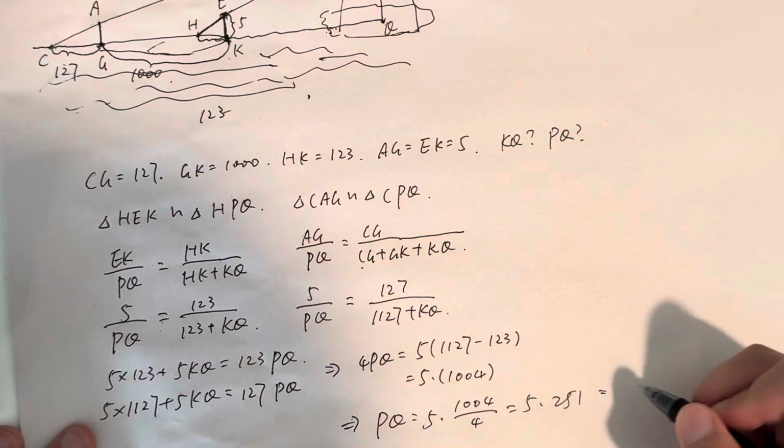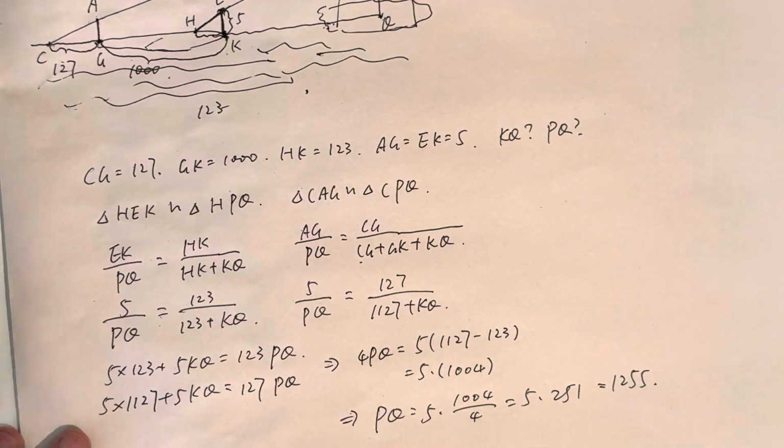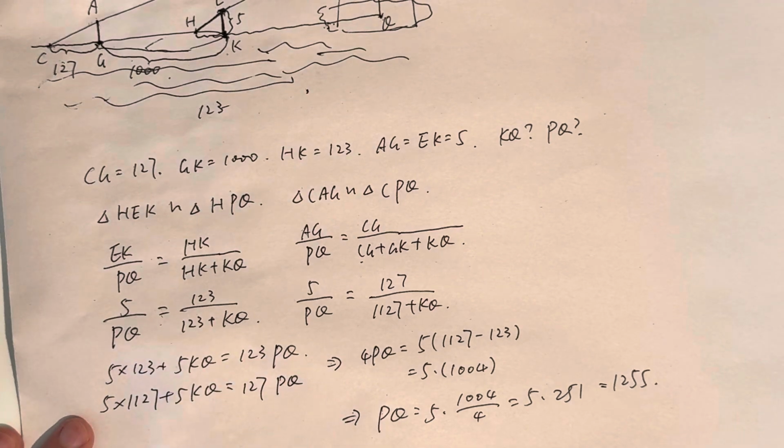So that is 1255. Right? That's PQ. And we can calculate KQ.